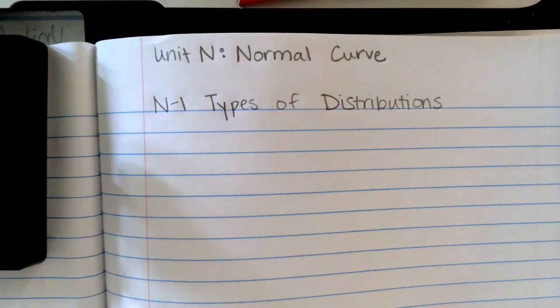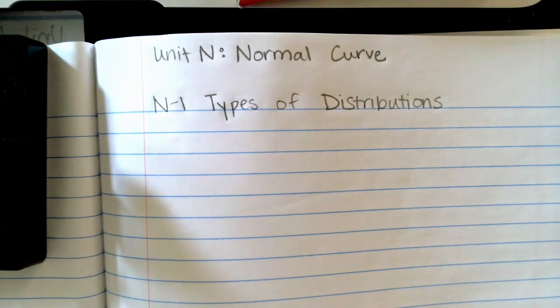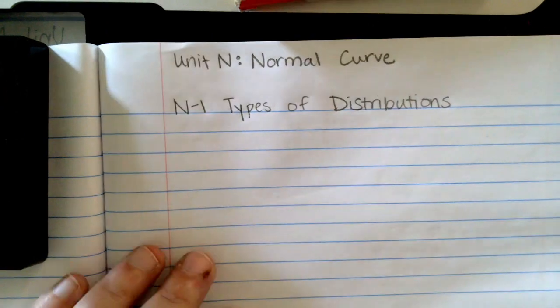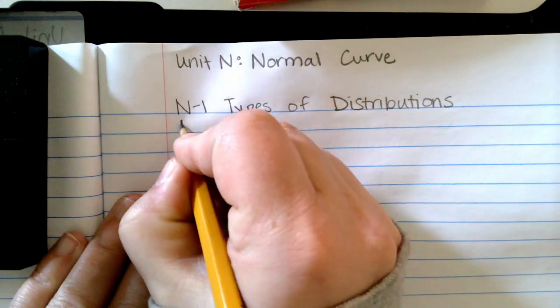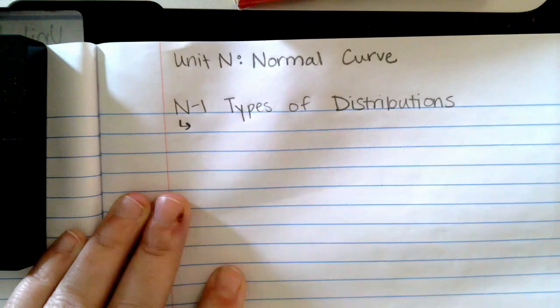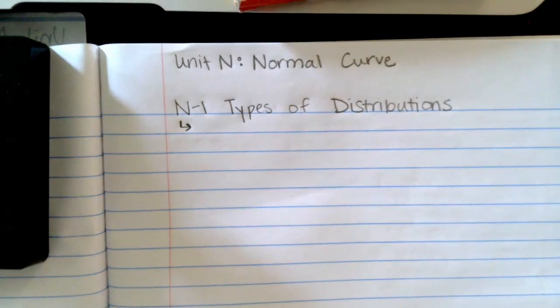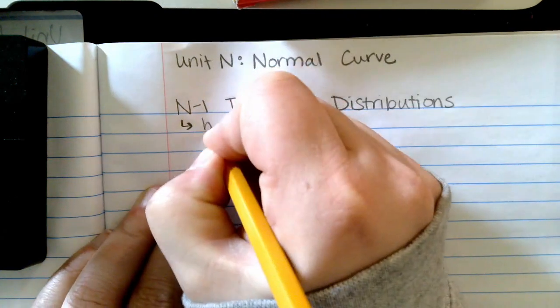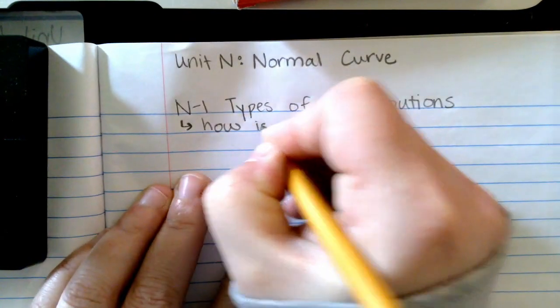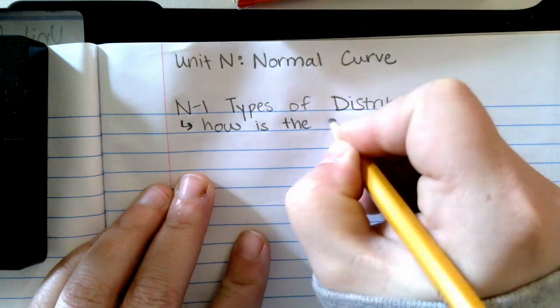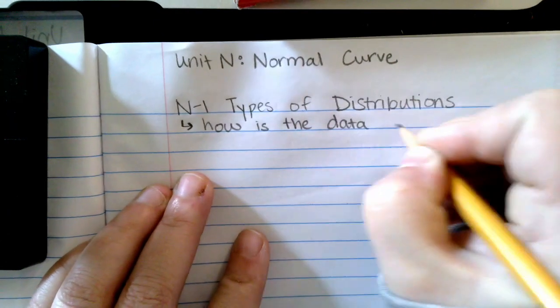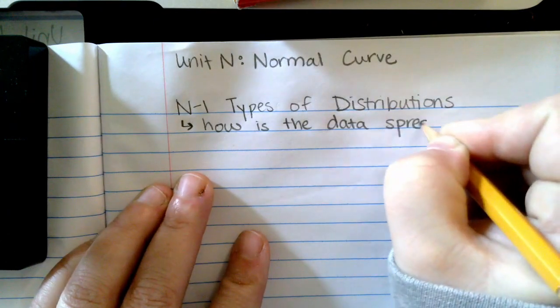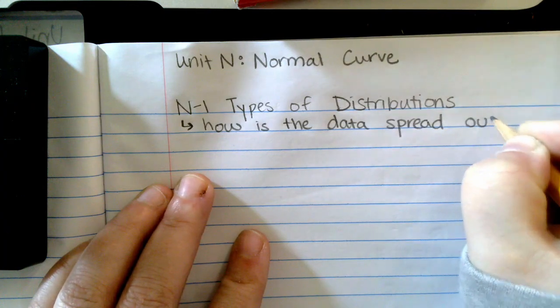Alright. So, for our distributions, what does it mean to be on a distribution list or to distribute? Spread out. Yeah, to spread out. So that's really what we're looking at in distribution: how is the data spread out?